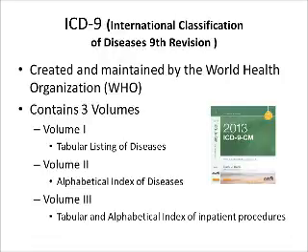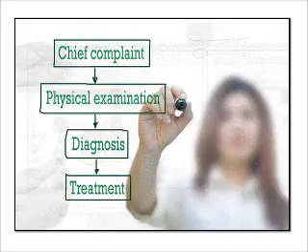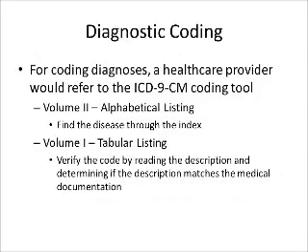Let's talk a little bit about the ICD-9. ICD-9 has 3 volumes. The first 2 volumes are used for diagnostic coding. Diagnostic coding is coding for the diagnosis or the injuries that the physician assigns to that patient encounter. For coding diagnoses, a healthcare provider would refer to the ICD-9-CM coding tool.